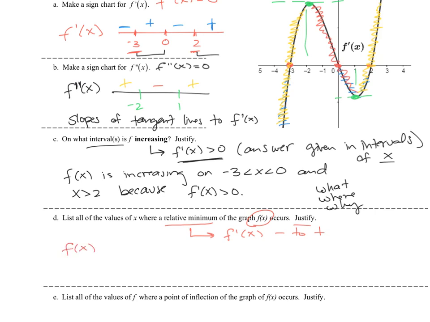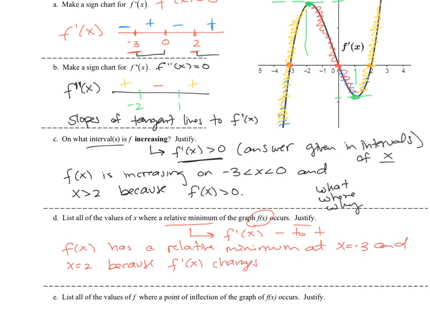So f of x has a relative minimum at x equals -3 and x equals 2 because, and I'm keeping it real simple here, people, it's because f prime of x changes from negative to positive.